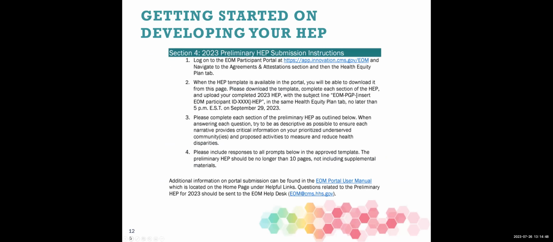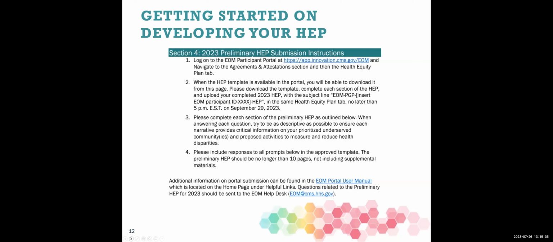In the HEP guide on page 7, you'll find instructions on submitting the HEP fillable PDF template via the EOM participant portal. The 2023 HEP template is currently available in the portal and the submission window is now open. So again, while the 2023 preliminary HEP is optional, the benefits of submitting the HEP include review and feedback from CMS, as well as additional time to review and develop your health equity plan before the required submission in performance period 2. We encourage participants to consider submitting the optional HEP as a tool to developing your health equity strategies.